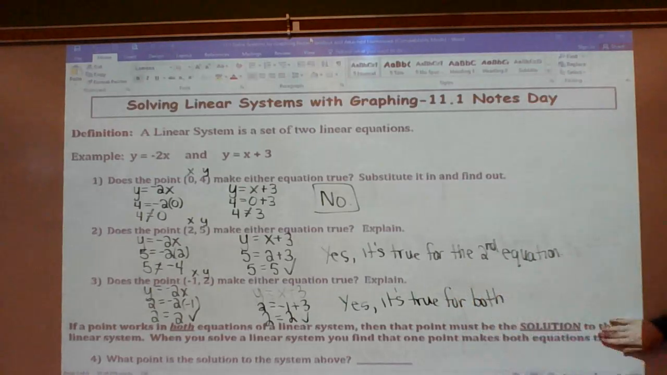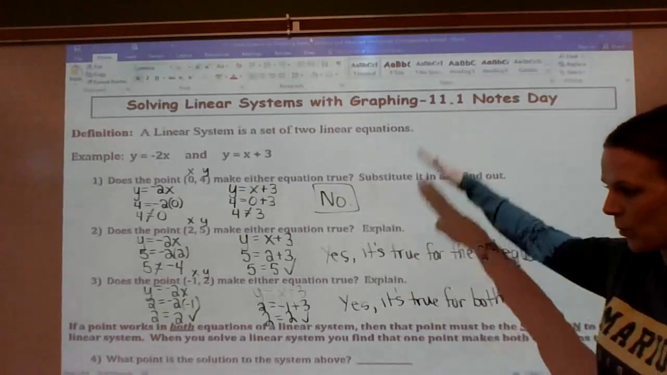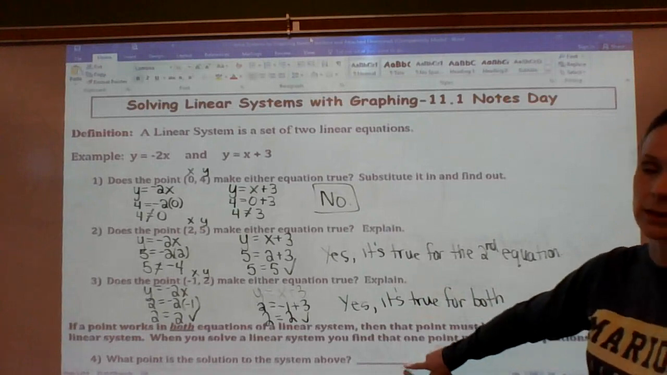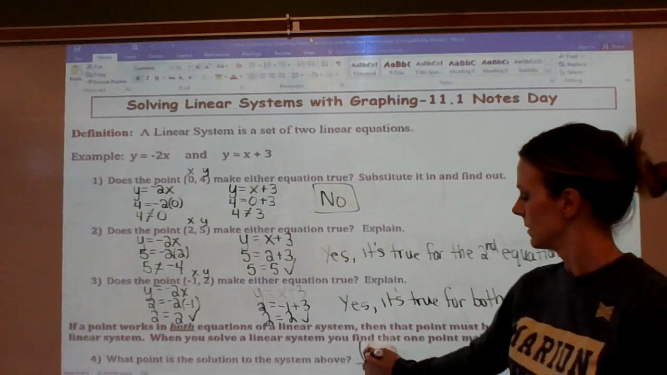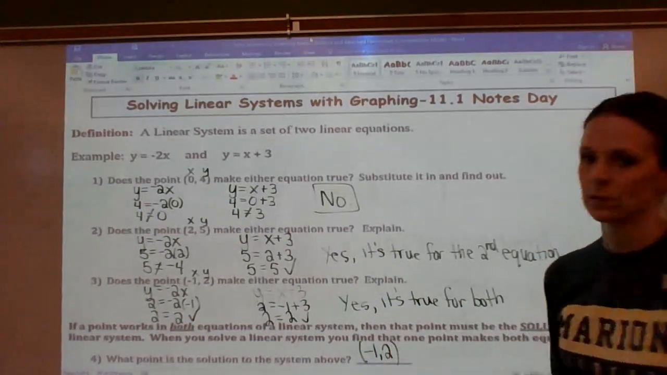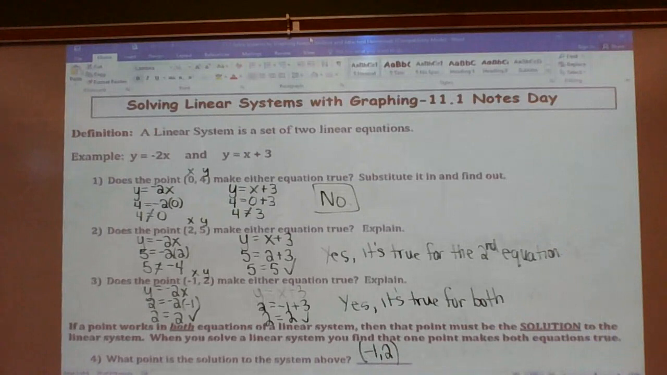All right, so now here down below, it says if a point works in both equations of a linear system, then that point must be the solution to the linear system. And when you solve a linear system, you find that one point that makes both equations true. So down here at the bottom, it asks out of those points, which was the solution to the system? And that was the last point that we plugged in. So (negative 1, 2) was the solution to the system because it was true for both of our equations.